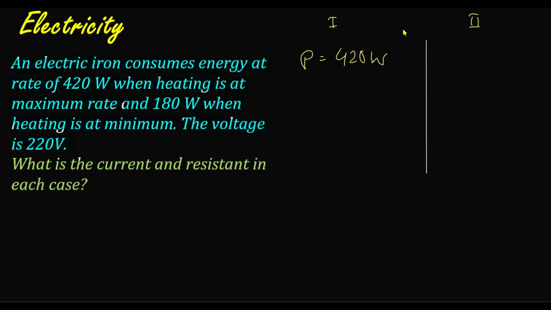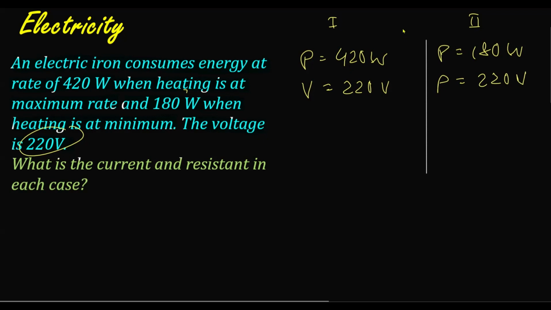Further, we know that the voltage supply in this case, V is equal to 220 volt. In the other case, the power, as I can see, is given as 180 watt, and the voltage has to be the same here. The same voltage is supplied in each case. So we have to calculate the current, I, and also the resistance. These are the two things which we have to calculate in both cases.